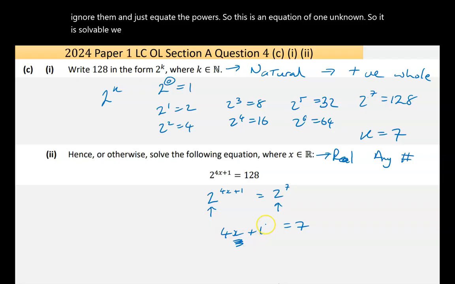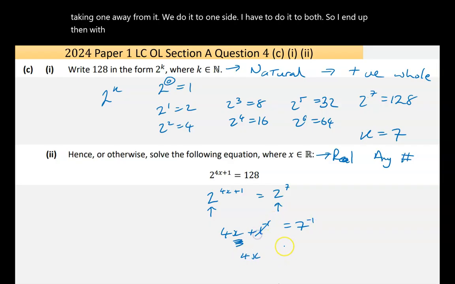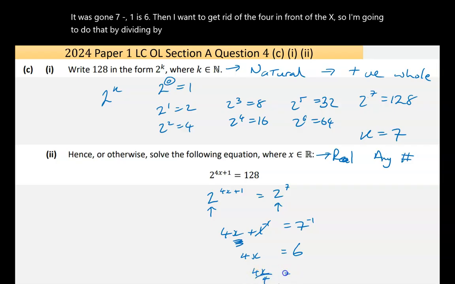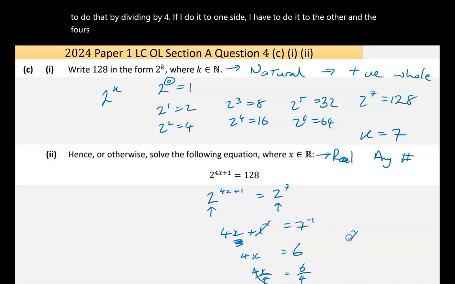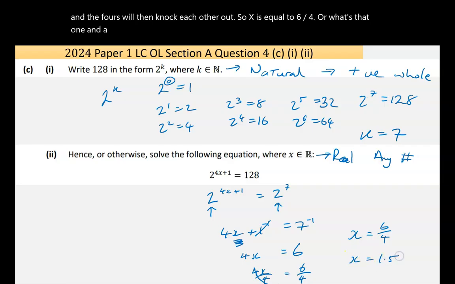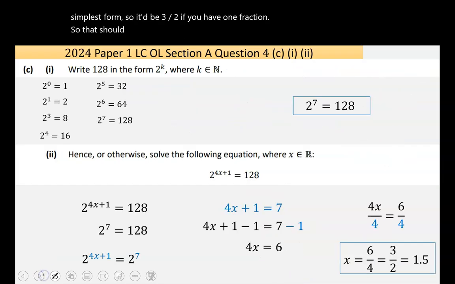We want x on its own, so I'm going to get rid of the 1 on the left by taking 1 away from it. If I do it to one side, I have to do it to both. So 1 minus 1 is 0, it's gone, and 7 minus 1 is 6. Then I want to get rid of the 4 in front of the x, so I'm going to do that by dividing by 4. If I do it to one side, I have to do it to the other. And the 4s will knock each other out. So x is equal to 6 over 4, which is 1.5, or whatever way you want to describe that. Normally we do it in the simplest form, so it'd be 3 over 2 if you were going fraction. So that should be what I have in the answer.